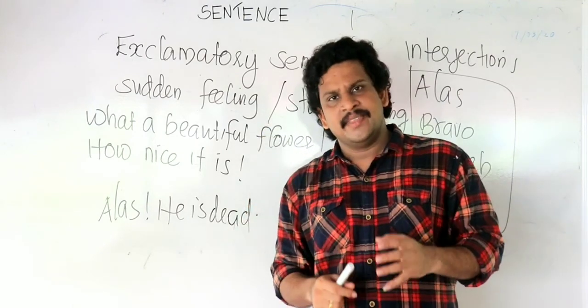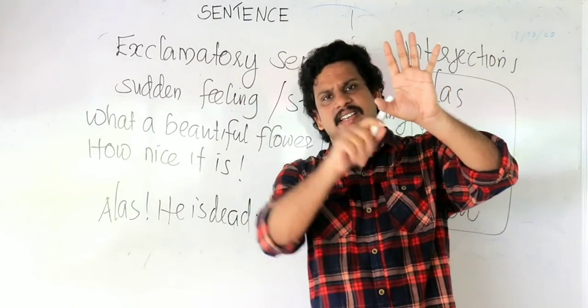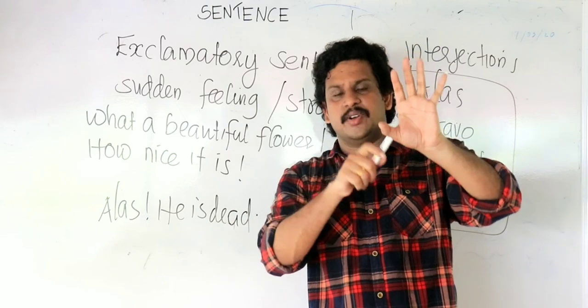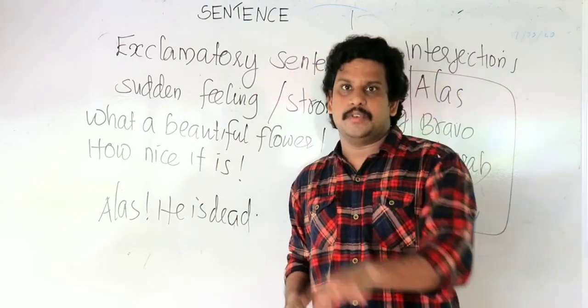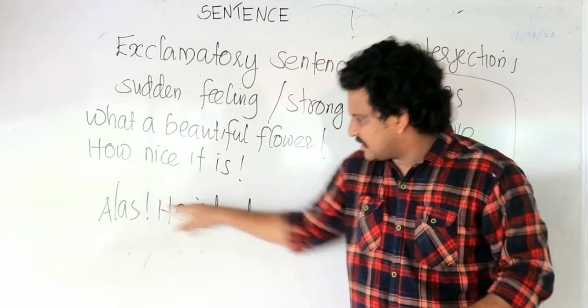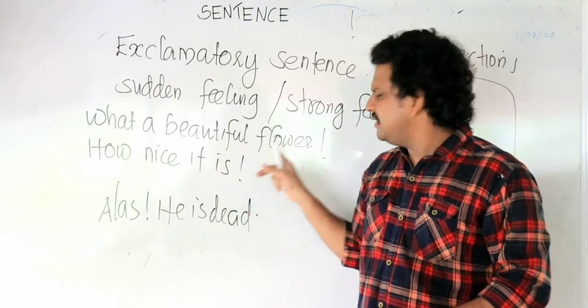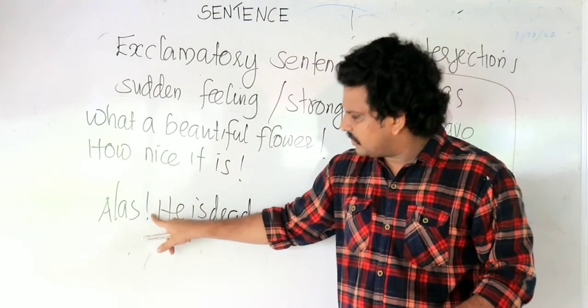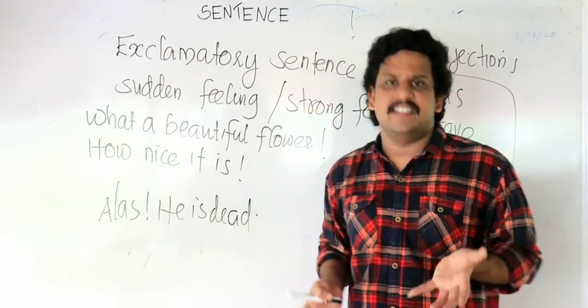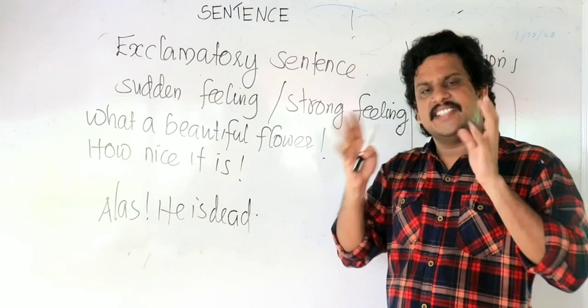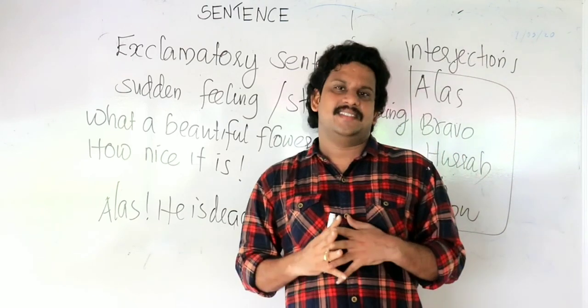You got the idea? Assertive sentence: subject, ends with a full stop. Interrogative sentence: question mark. Imperative sentence: verb, full stop. Exclamatory sentence: exclamation mark. Here one exclamation mark will be there in the sentence. Okay. So in this way we can identify the sentences.